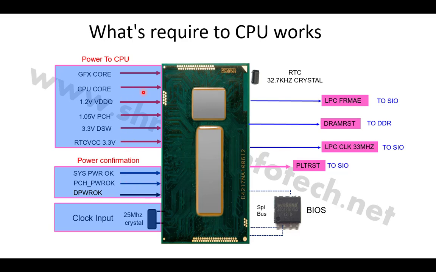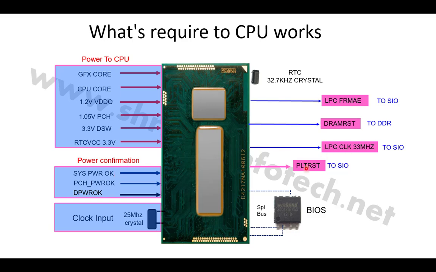When the CPU gets all this power, then the CPU gets these two confirmation signals, that is the PCH power OK signal, and then the system power OK signal. The system power OK signal is a final confirmation signal to the CPU, saying that all power rails are okay. Just remember this point, I am repeating again. The system power OK signal is a confirmation signal that the CPU got all these powers from RTC to graphics core voltage.